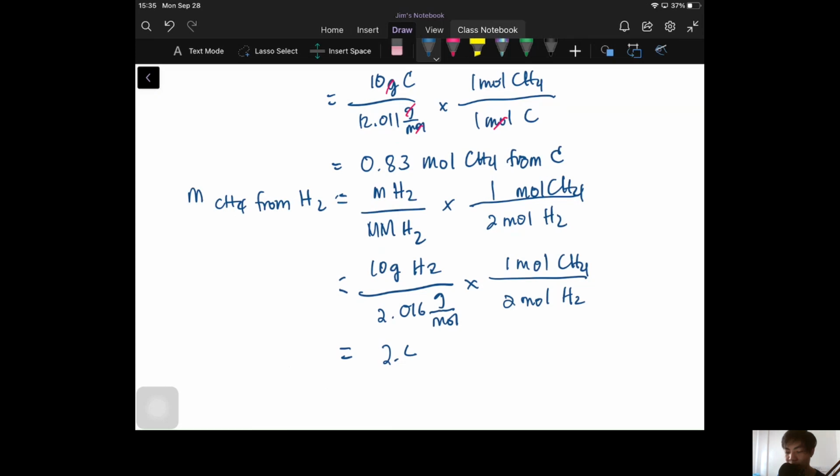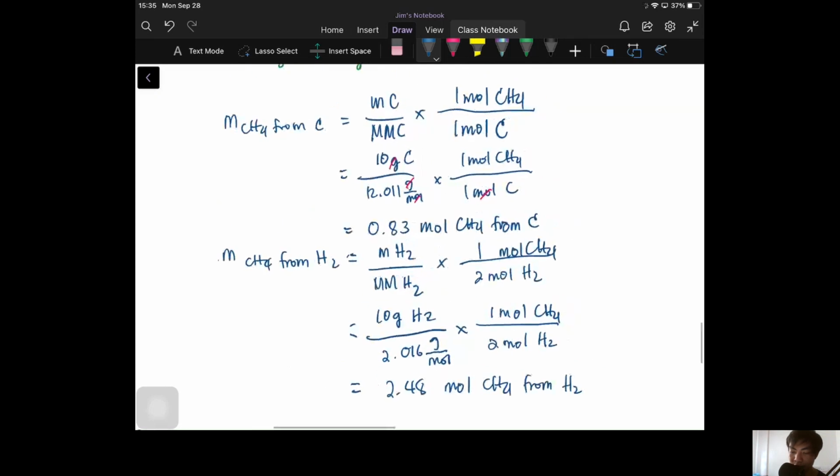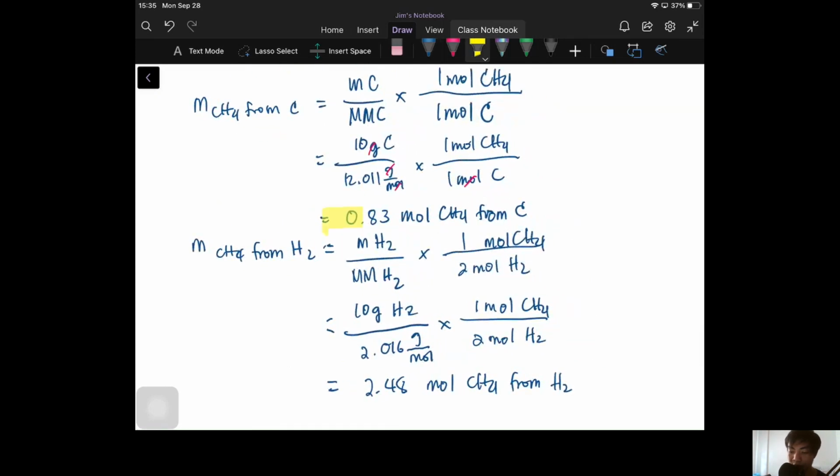So that's 2.48 moles CH4 from H2. Okay, so these are the respective amounts of products that we can form from our reactants. So if we consume all the carbons, we will have 0.83 moles of methane lang. If we consume all the hydrogens, we can produce up to 2.48 moles of the product.